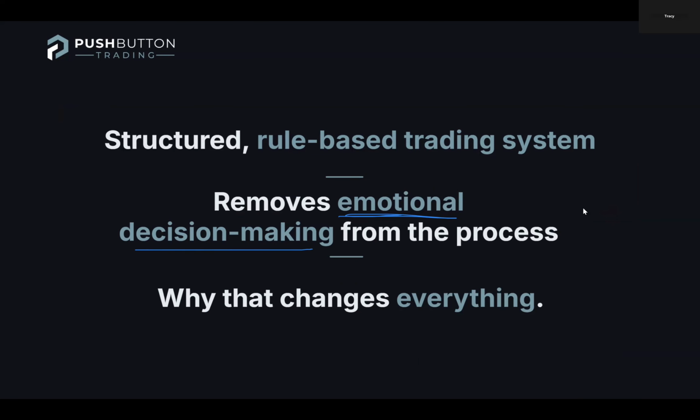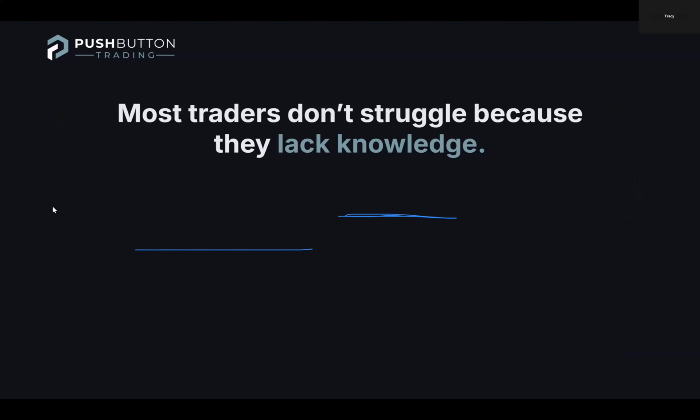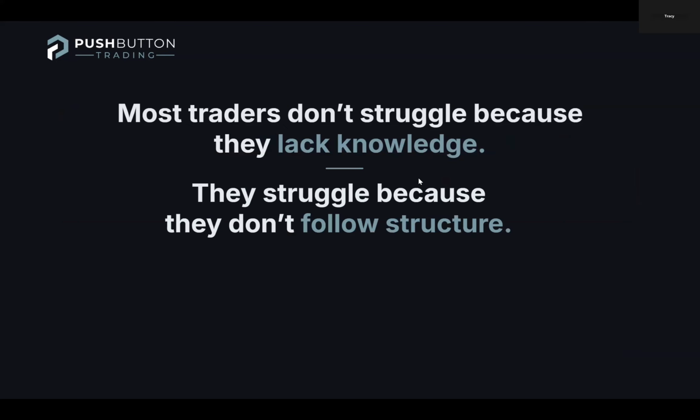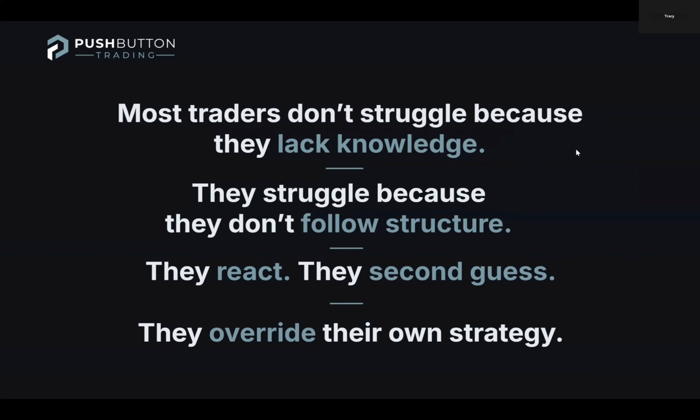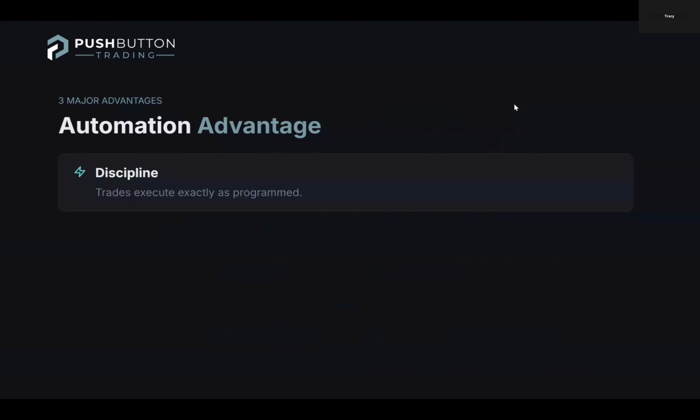The reason that's important is that most traders struggle because they lack knowledge or they don't follow structure. Now, if I'm talking to you, sometimes you react, sometimes you second guess, and sometimes you override your own strategy because you think you're smarter than the market in those moments of weakness, right? Now, automation has three big advantages, which is discipline. You don't have to worry about being disciplined. Some of you probably run your life like clockwork. If you had a military background, you're probably highly disciplined, right? Everything is exact and precise. That's what our technology does.